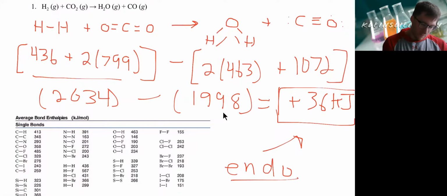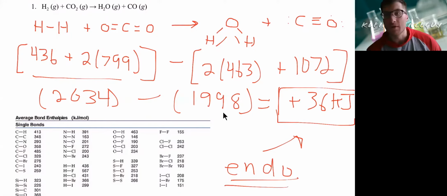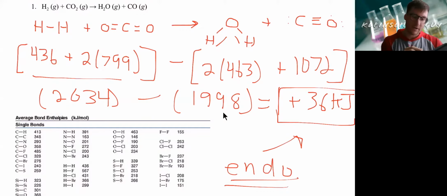All right. So that's basically what you're going to do in this. You're going to draw your Lewis dot structures. You're going to count the number of bonds within each Lewis dot structure. And then you're going to subtract the products from the reactants, total bond energies, to get your final energy value, which is positive 36 kilojoules, making it an endothermic reaction.